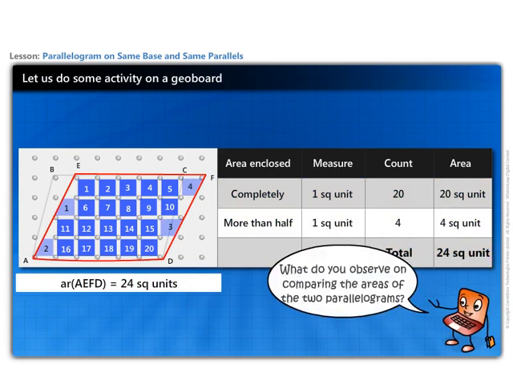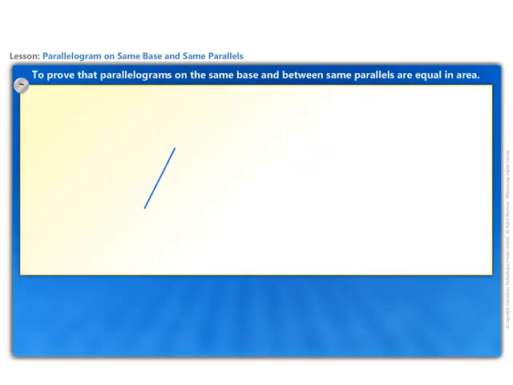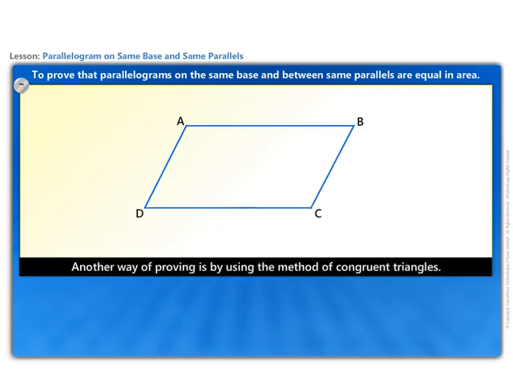What do you observe on comparing the areas of the two parallelograms? The two parallelograms ABCD and AEFD have the same area. So, we conclude that parallelograms on the same base and between the same parallels are equal in area. Another way of proving this is by using the method of congruent triangles.